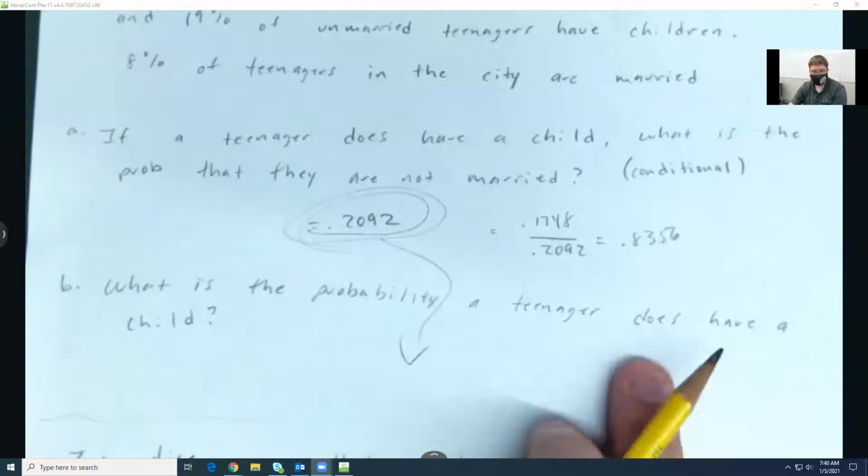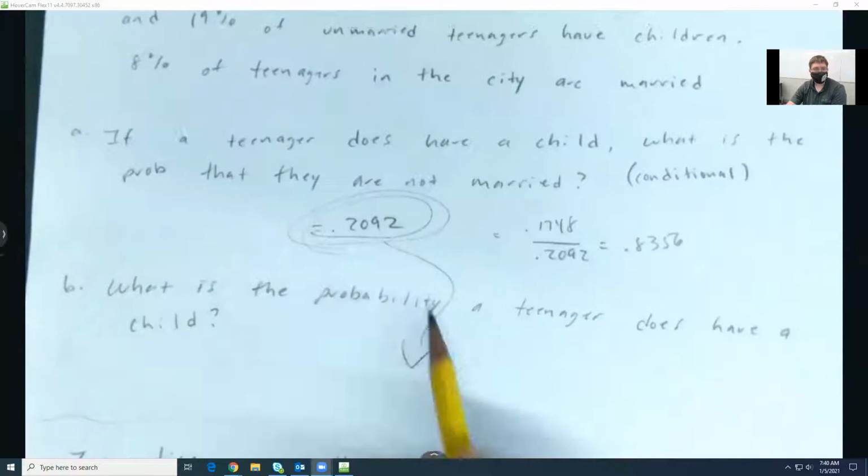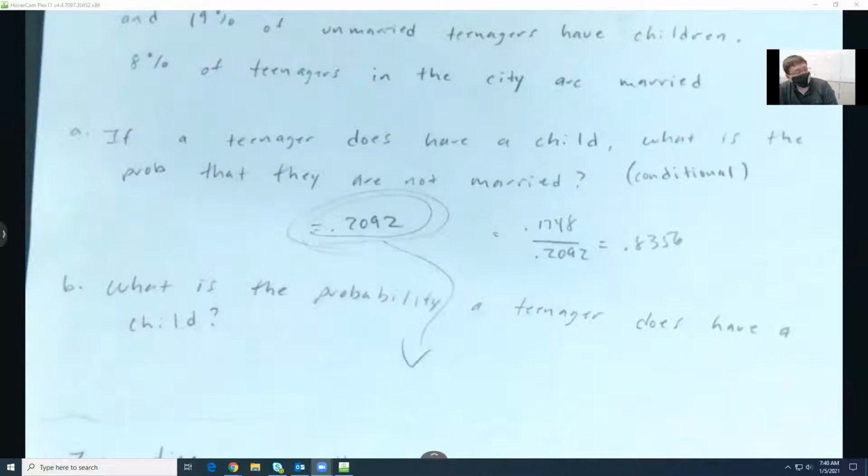And then what is the probability a teenager does have a child? That's just straight up what we figured out earlier. So I had the wrong answer on the wrong one. So I probably just confused the heck out of you. But overall, anybody kind of remember this a little bit? Not so much? Okay.